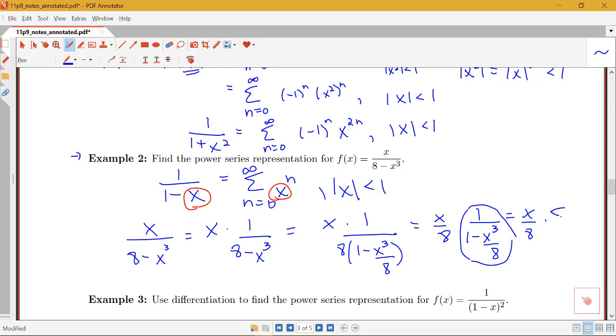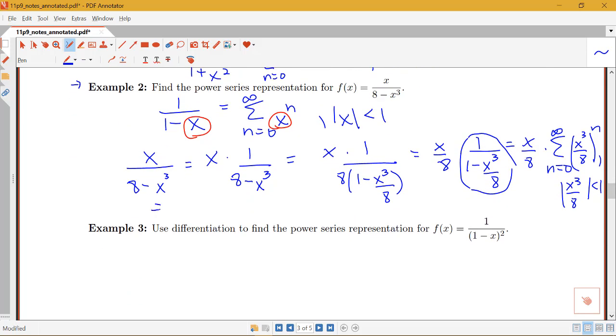So we have, this is now the sum, n equals 0 to infinity. Instead of having x to the n, I'm going to have x cubed over 8 to the n. Okay? And this is true when x cubed over 8 in absolute value is less than 1. Okay, so we just want to simplify this a little bit.